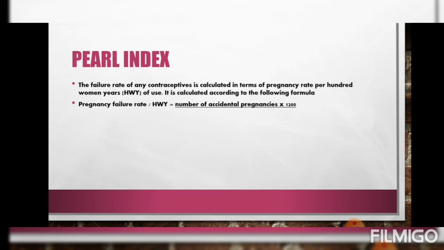So this is the formula. Pregnancy failure rate per 100 woman years is equal to the number of accidental pregnancies into 1200, divided by the number of patients observed into months of use. I'll tell you what 1200 means. This 1200 is the total number of months in 100 years, because we are calculating the rate for 100 years, so you have to take the number of months also in 100 years. So it will be 1200.